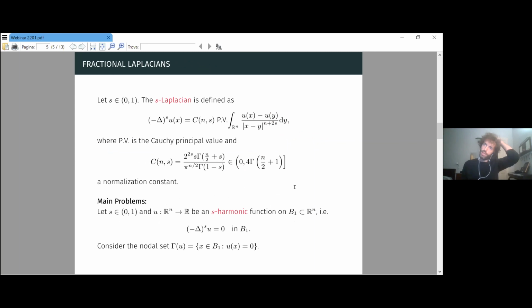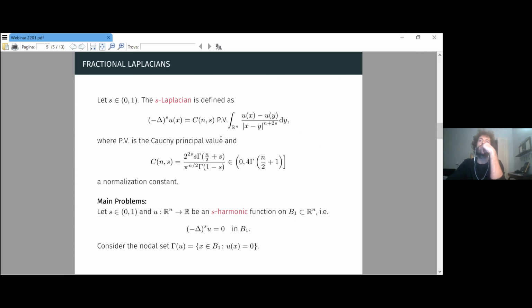So the fractional Laplacian, I just wrote here the definition. You can call it also the fractional Laplacian; it is the prototype, well, the easiest case, of an integro-differential operator and non-local operator. So this is the formulation as an integro-differential operator.